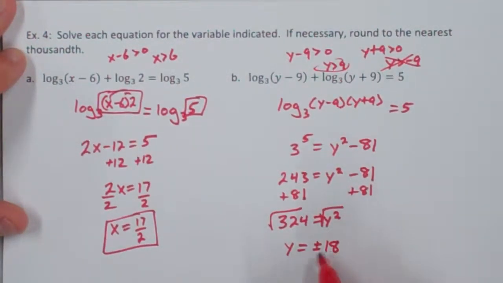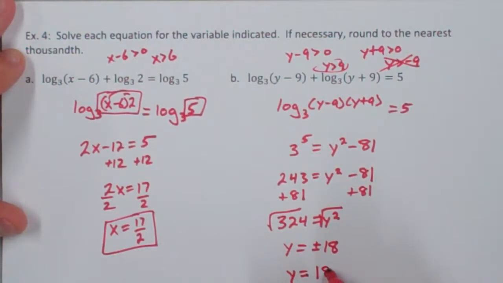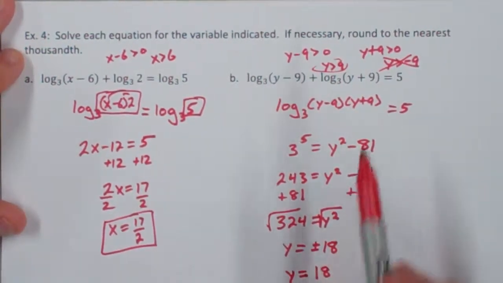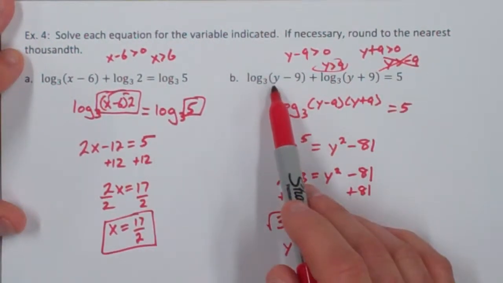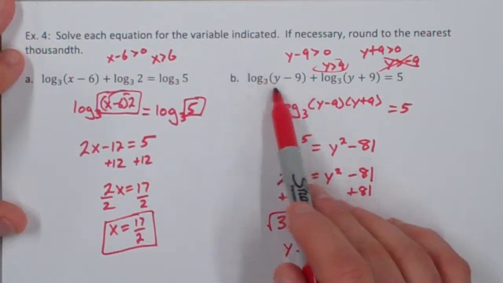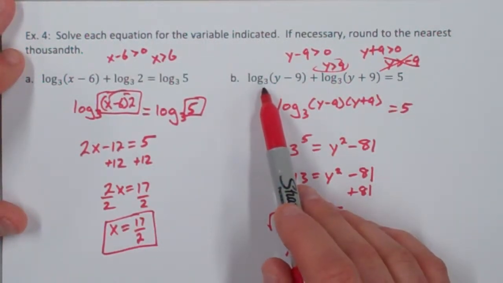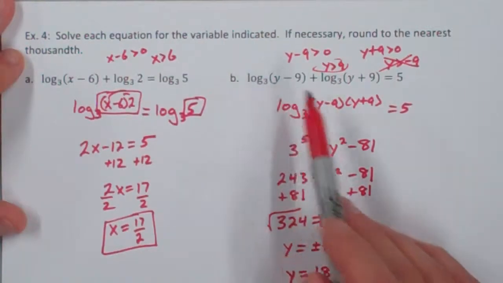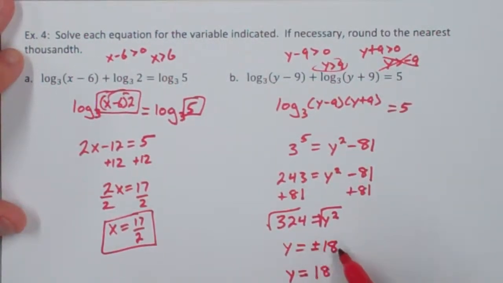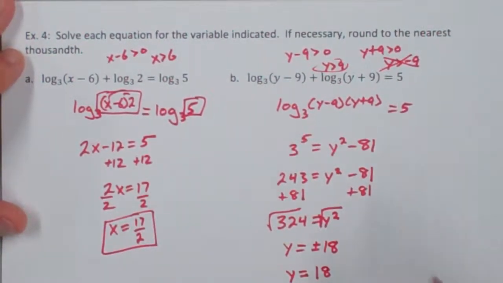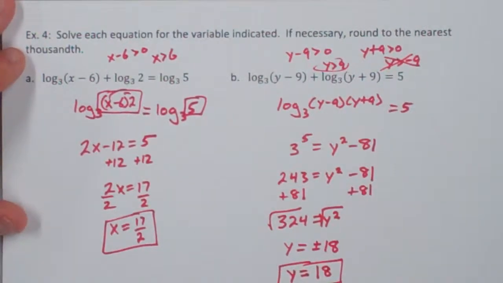In selecting our answer, we need only the positive value here. So you have to at least entertain the fact that it might be both positive or negative, but then go back and look. And a negative 18 would make this position negative, and that's no good. We can't raise 3 to any power, no matter what you pick, and get a negative value. So we have to disregard or throw out negative 18 as an answer, even though it's possible. Really 18 is the only one that will work.